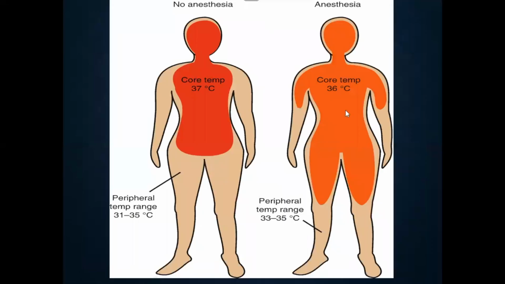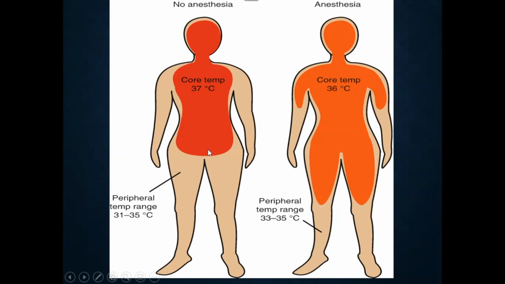So I want to show the difference in a patient who is non-anesthetized and anesthetized. When the patient is non-anesthetized, all anesthetic agents, either IV or inhalational, cause peripheral vasodilatation. When there's peripheral vasodilatation, heat always goes from high heat to low heat. It transfers. So your core temperature is always higher, warmer than the periphery.